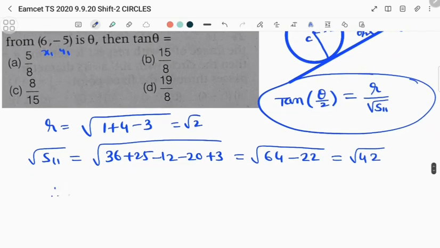So tan theta by 2 equal to root 2 by, this can be written as root 42. How to write it? This is 42. Is it 42 or?